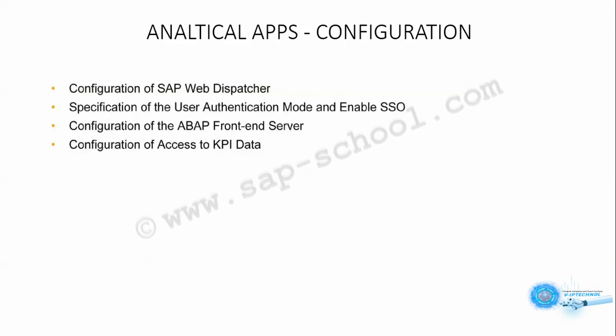After that, let's come to the configuration of the analytical apps. Basically the configuration of the analytical apps contains 4 steps. The first one is the configuration of my SAP Web Dispatcher. Then the specification of the user authentication mode and enabling SSO. Then the configuration of an ABAP front-end server. And lastly, we have the configuration of access to KPI data. Let's see all these 4 steps one by one.